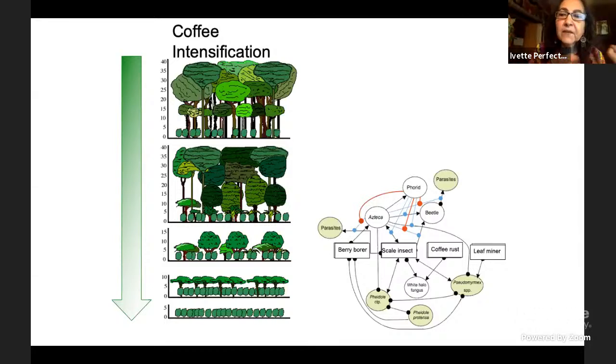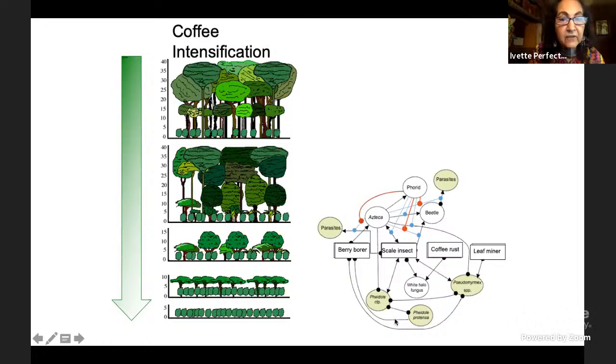And with the loss of the biodiversity, you also have the loss of these intricate networks of interactions that we have documented result in what we call autonomous pest control. So here we have part of the interactions that we have uncovered studying the coffee system, and these are the four main coffee pests. When you eliminate the shade trees, you eliminate this ant because it's an arboreal ant.